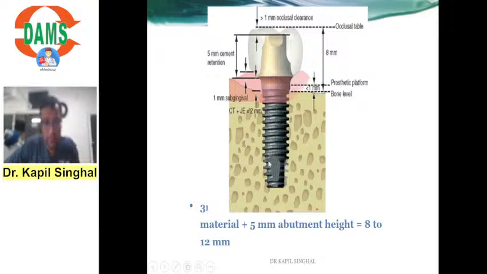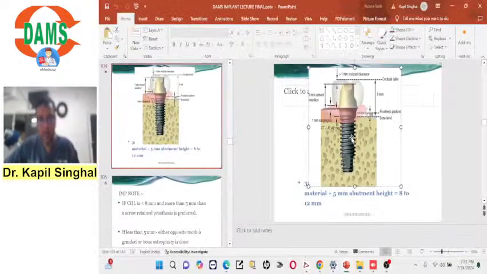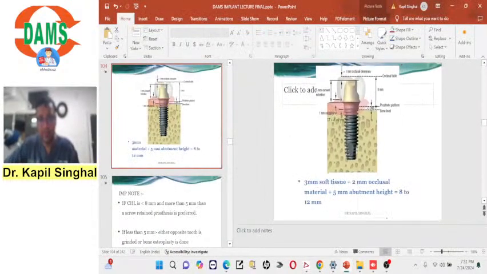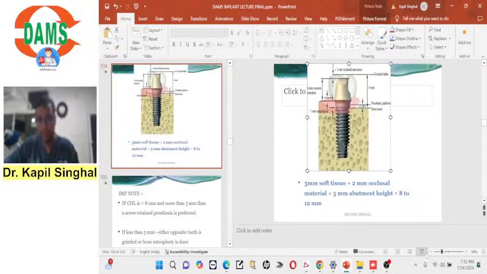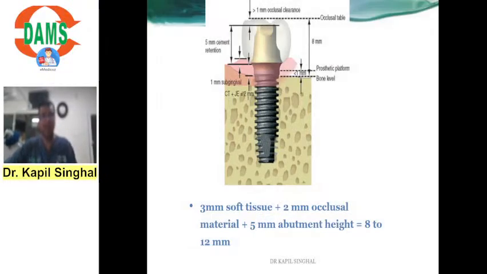So I told you, see, I told you for an FP1 and an FP2 kind of prosthesis, around 8 to 12 mm of space was required. So why do we need that space? Suppose your implant is placed here.